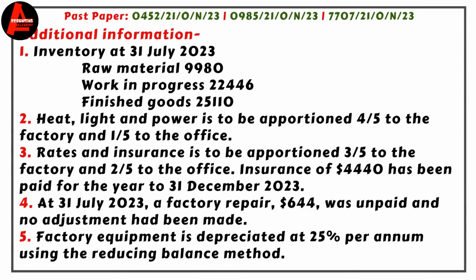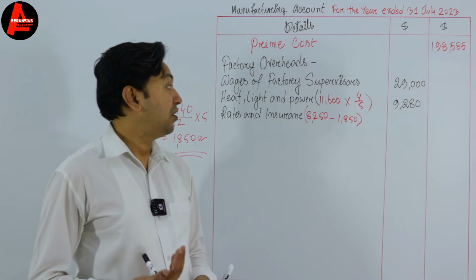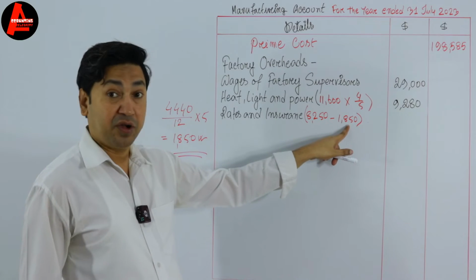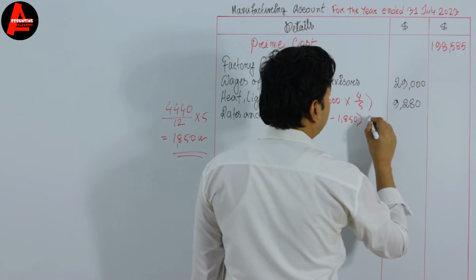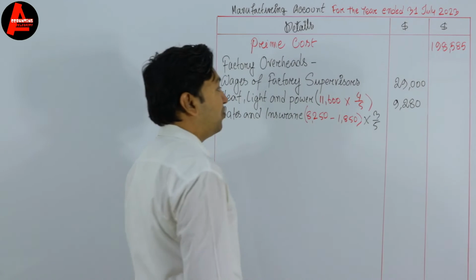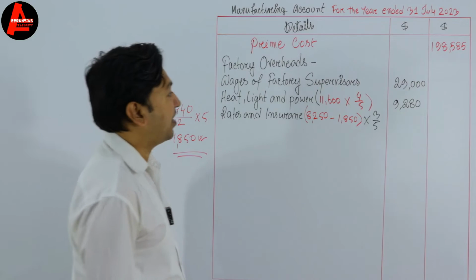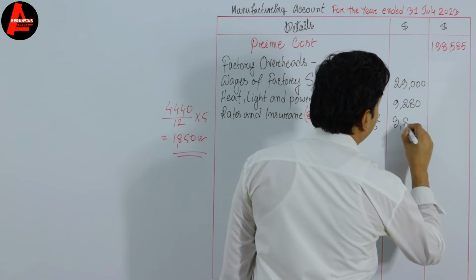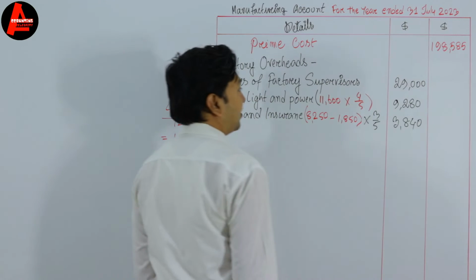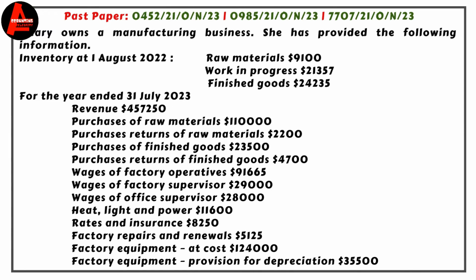Now once again, on the adjustment, what is written? Rates and insurance is to be apportioned 3/5 to the factory and 2/5 to the office. So after subtraction, whatever amount we get will be multiplied by 3/5. After doing all this calculation, we get $3,840. Okay, then what is our next amount?